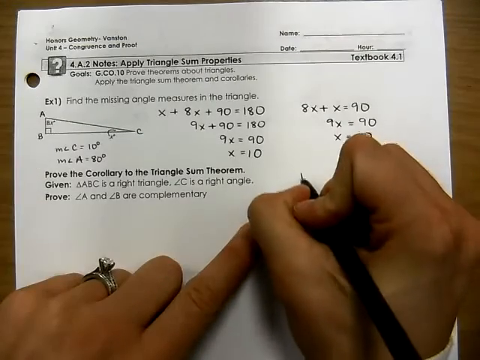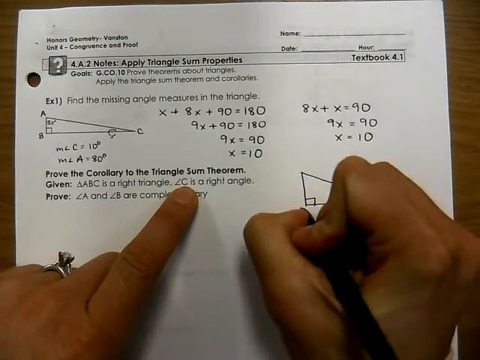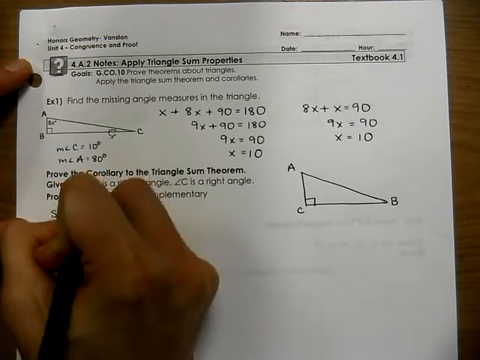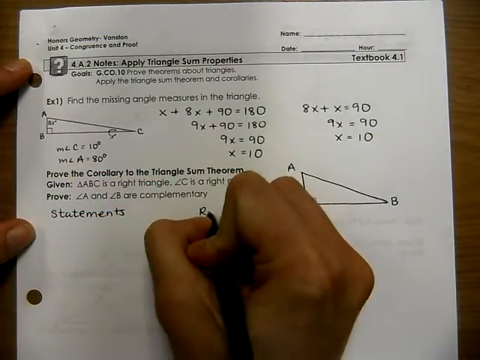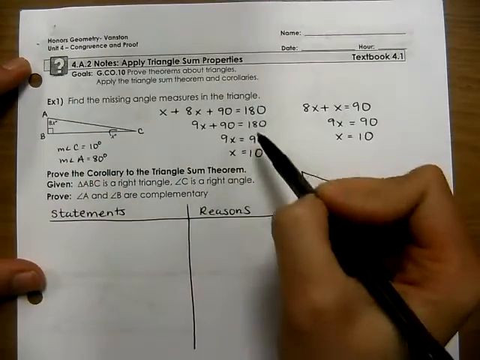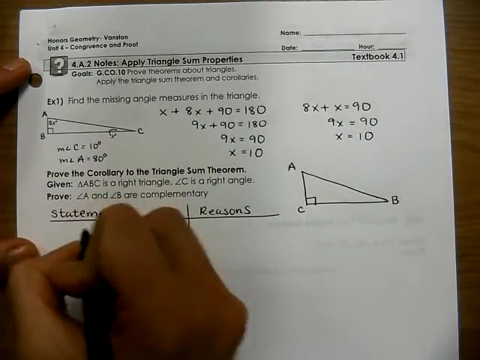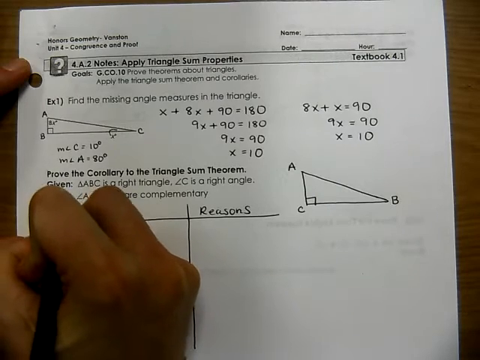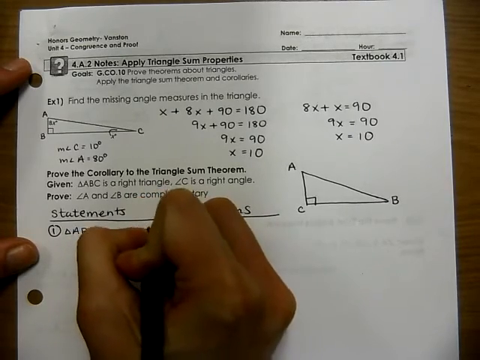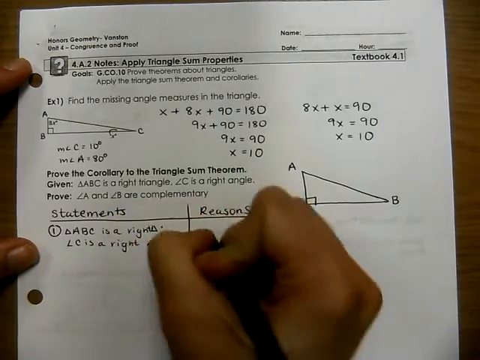It might be helpful if we draw a picture. So I'm going to draw this picture. It says we have triangle ABC where angle C is a right angle, so that would be C. Here's A and here's B. So I have my statements and my reasons. And basically, I'm just going to do a proof for what we did up here. Instead of x and 8x, though, I'm going to have measure of angle B and measure of angle A. So here we are given triangle ABC is a right triangle, and angle C is a right angle.